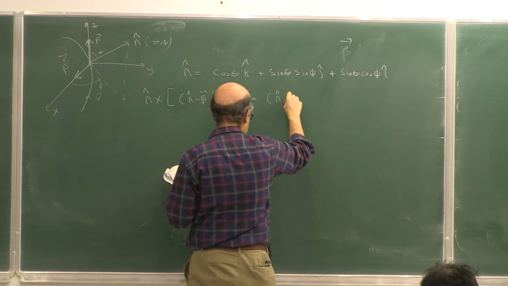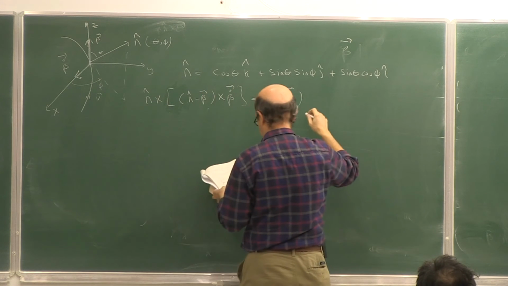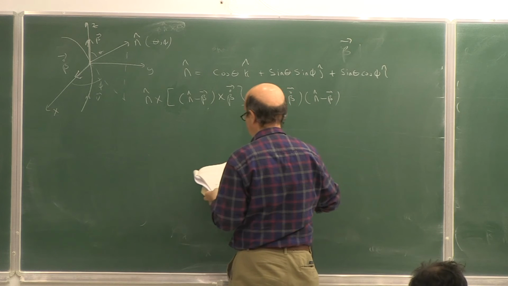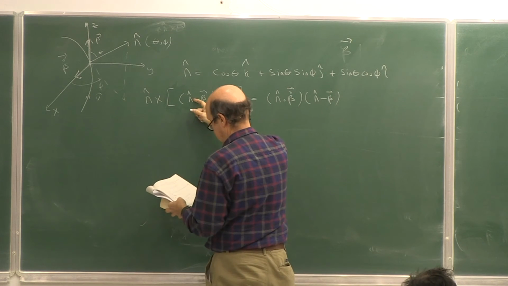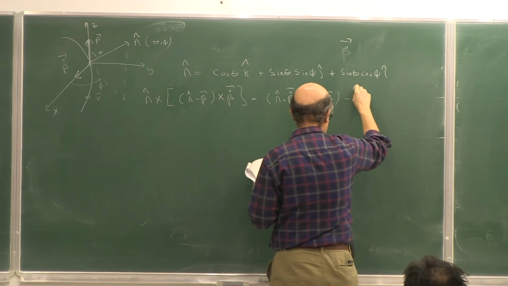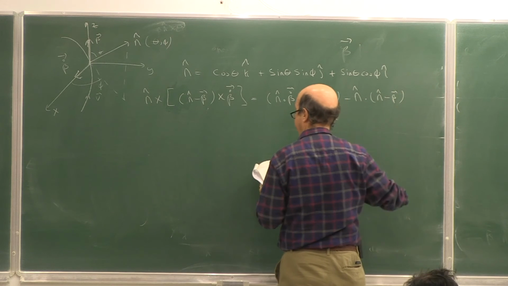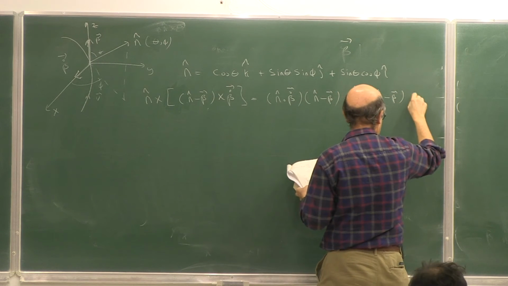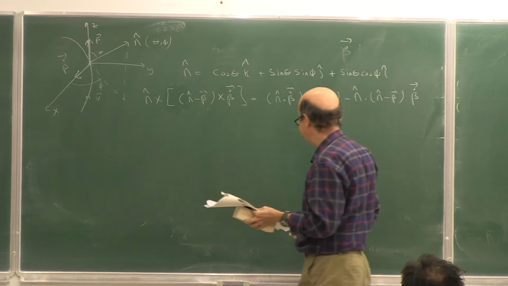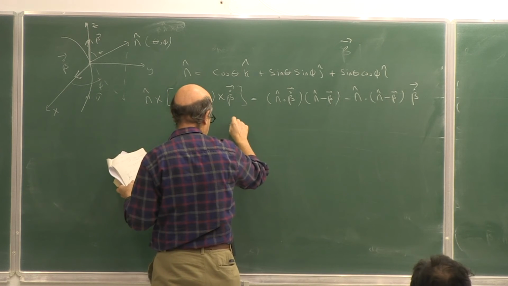n dot beta dot along n minus beta, minus n dot n minus beta along beta dot. Then I have to take the square of this. But I will not do everything. I will show you what you are going to do.